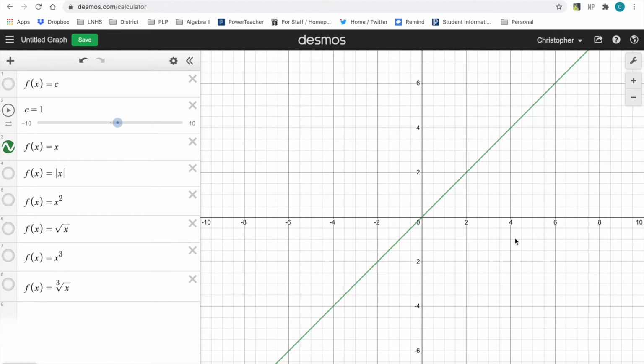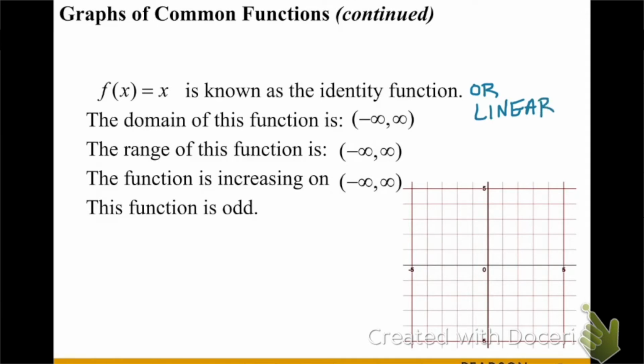For a graph to have odd symmetry, we must have rotational symmetry about the origin. Please note that if we were to take the bottom left quadrant of the linear function and rotate it about the origin, it would match up perfectly with the top right quadrant of the graph. This means here that it has that rotational symmetry, and so this is an odd function.